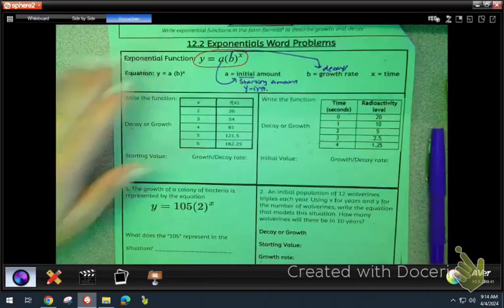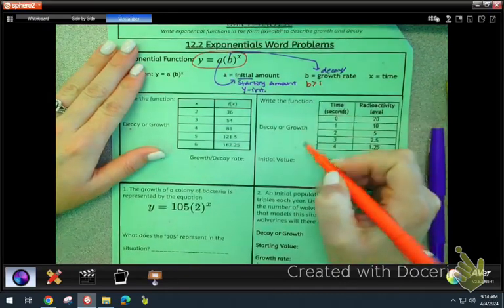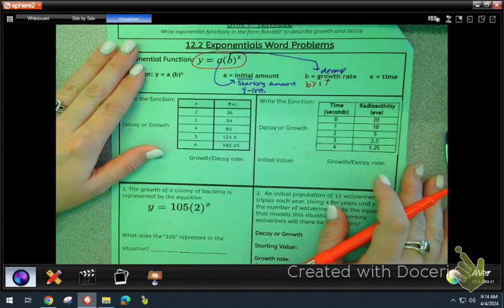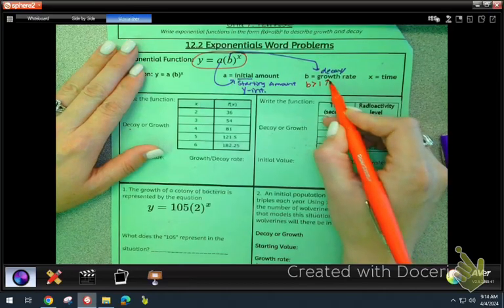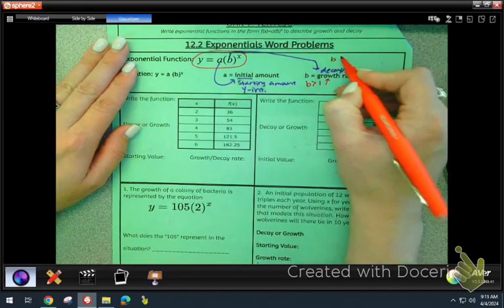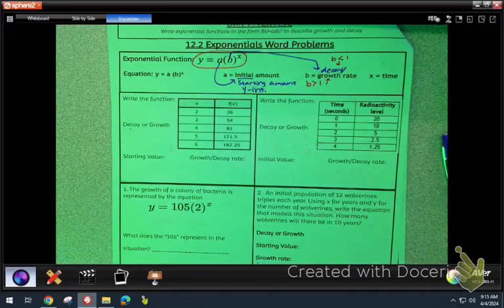Okay, if it's growing, I want you to know this, so write this down. If the b value is greater than 1, that means it's going to be growth. Your graph will be growing. You would circle growth. If your b value is less than 1, then that means it will be decay. 0.5 would be decay. 0.3 would be decay. Your b value will never be negative. Your b value will never be 0. Your b value will never be 1 exactly. It will always be something in between 0 and 1 or bigger than 1.